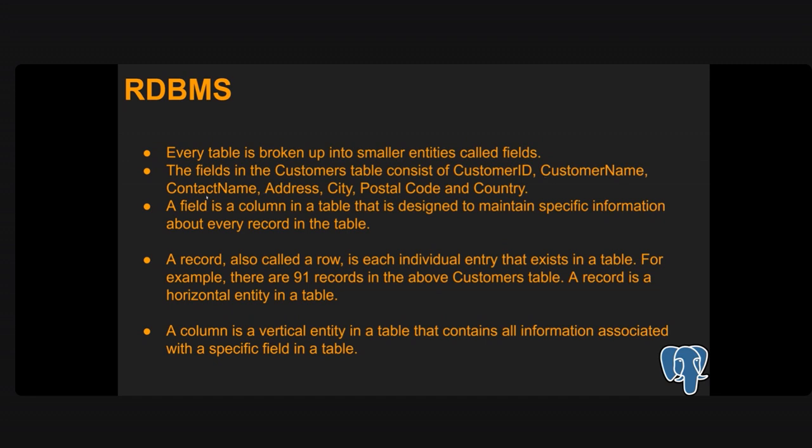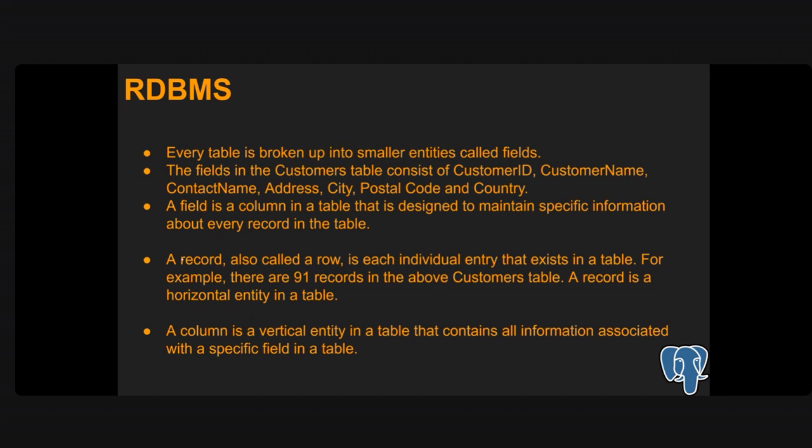Customer name, contact name, address. For address, you have to allow an alphanumeric string, because in an address you'll see numeric as well as strings, right? So you have to design accordingly. We'll also learn about designing our database. A field is a column designed to maintain specific info. This is what I was telling. Whenever you create your fields, columns, you have to design them properly, deciding what type of data they will take.